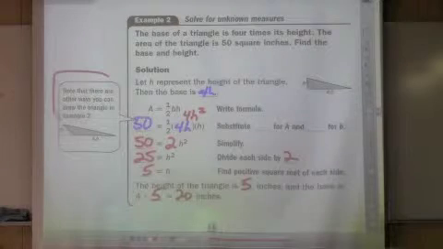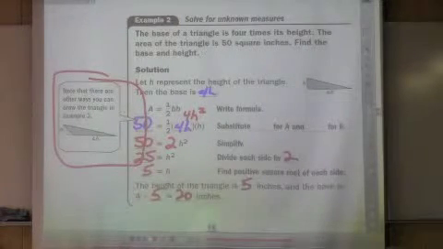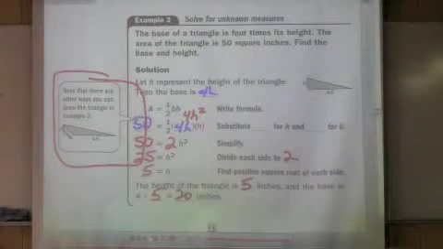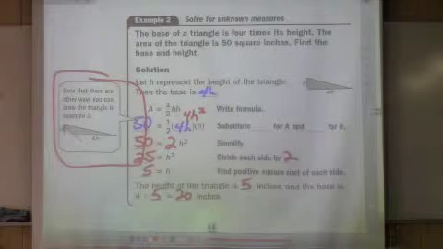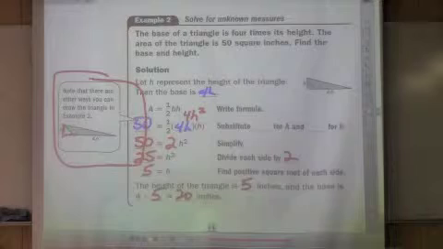Now notice the little note in the side here. If you're not given a nice triangle like we were given, sometimes you just have to drop that perpendicular down. Whatever you call the base, you might have to extend the side length and then drop a perpendicular down to find that height.